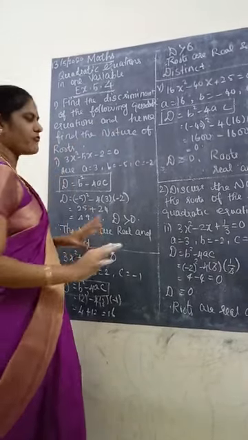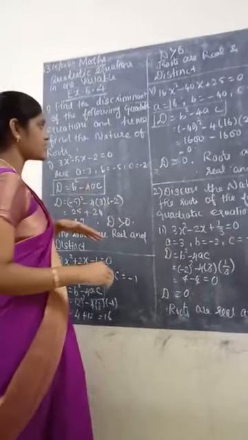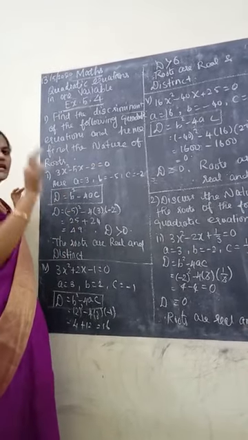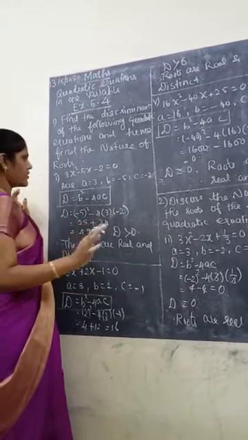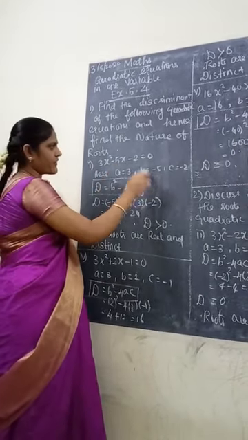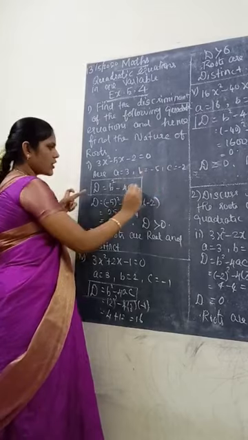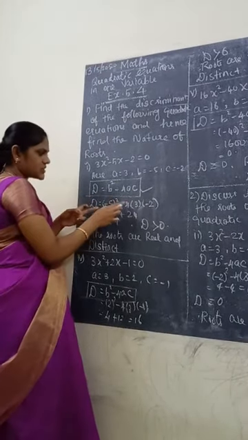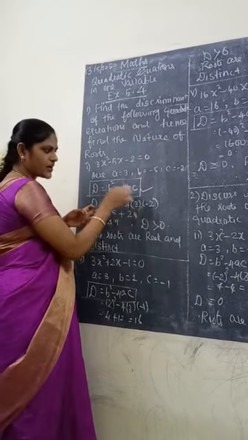It is simple as usual. Compared to the previous exercise, it's very simple. 3x square minus 5x minus 2 equal to 0. We just need to find the discriminant value alone. What is a? 3. What is b? Minus 5. What is c? Minus 2. What is the discriminant? D equal to b square minus 4ac. Just apply the b value, a value, c value.